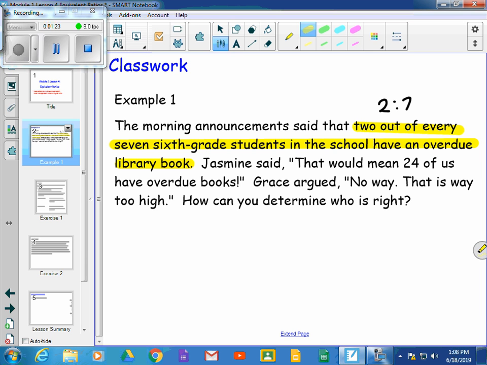Now, it also tells us that Jasmine said that would mean 24 kids have overdue library books. We want to know, how can you determine who is right? In order to know who is right, we have to know how many total 6th grade students there are. They don't give us that information in this particular story problem. But let's go ahead and calculate and see if Jasmine's statement would be reasonable. Would it be reasonable that 24 students have overdue library books?